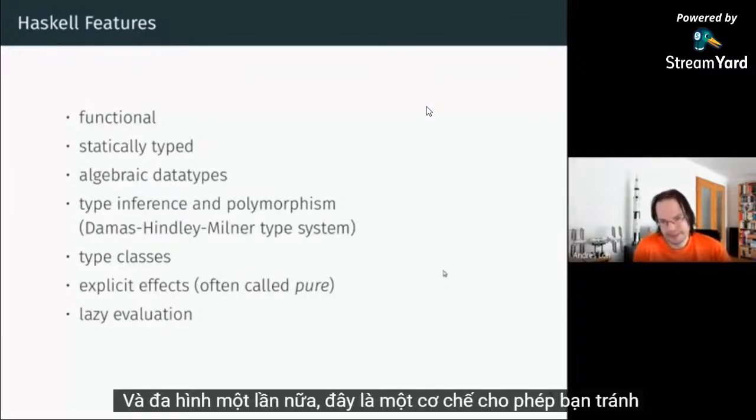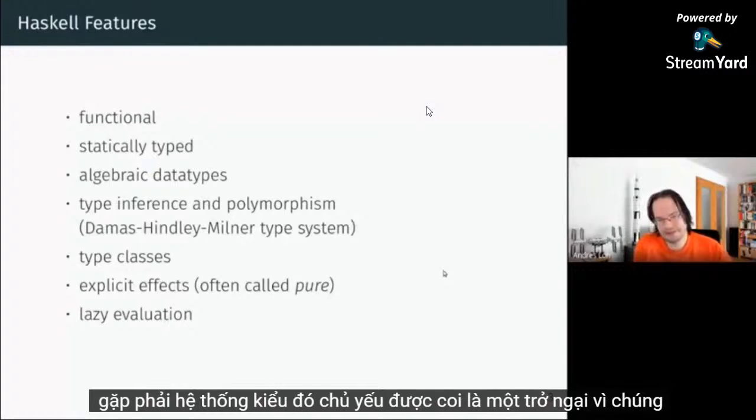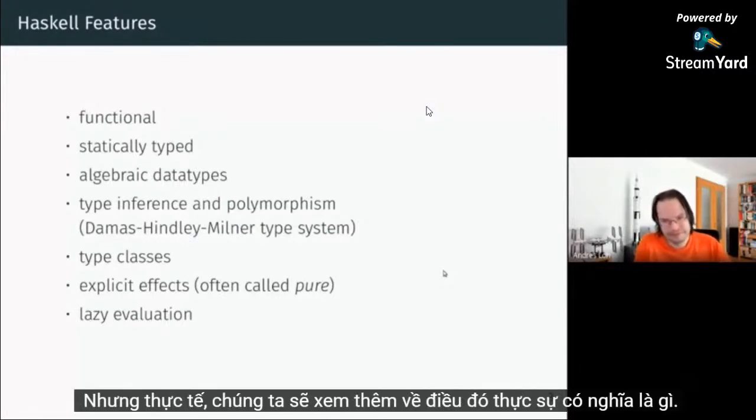And polymorphism, again, is a mechanism that allows you to avoid this trap that classic old-style statically typed languages have often run into, that type systems are mostly perceived as a hindrance because they are blocking valid uses of your code. But we'll see more about what that actually means.